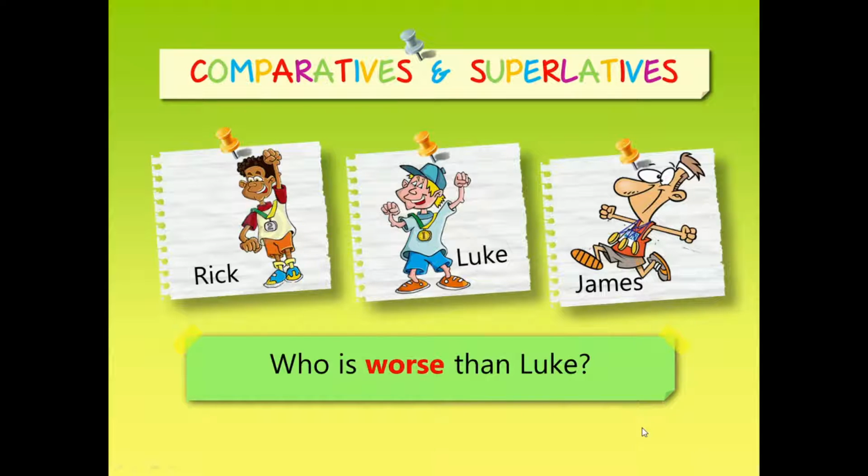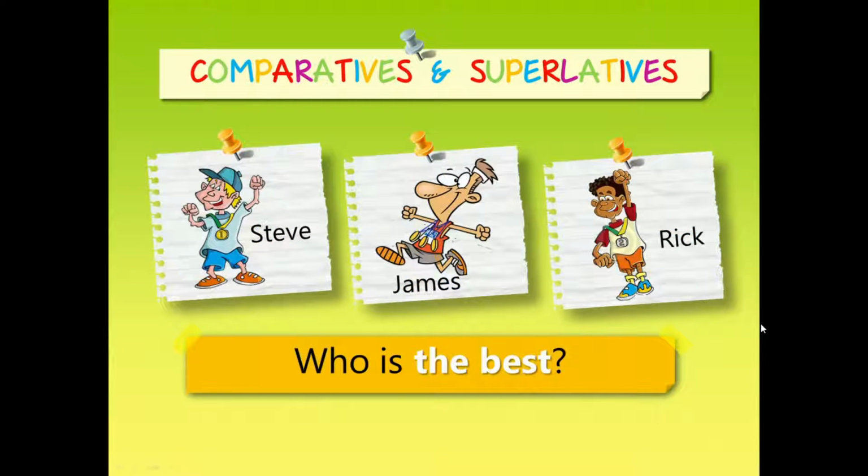Okay. Look at the medals of each of these characters. Who is worse than Luke? Correct. Rick is worse than Luke. Luke has a first place medal, but Rick only has a second place medal. Who is the best out of the 3? Steve, James, or Rick? It's James. James has 3 gold medals, so James is the best.